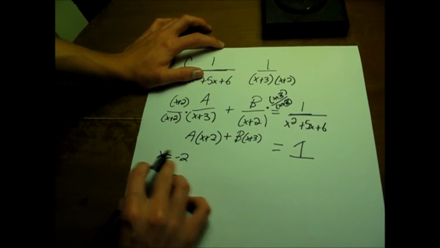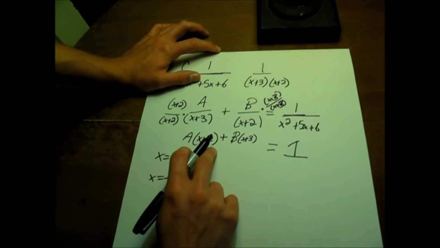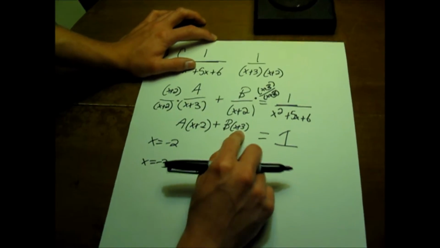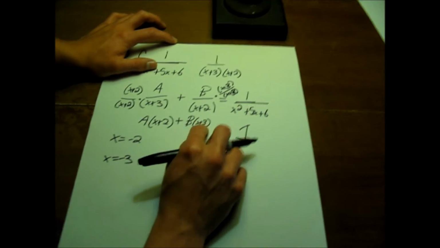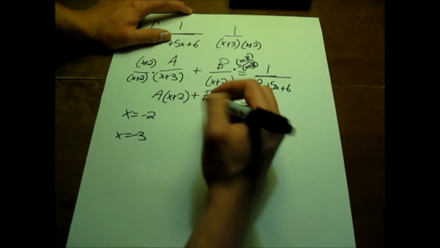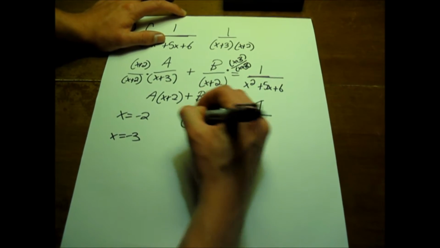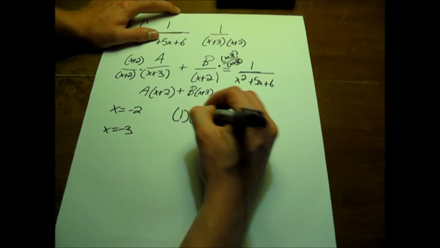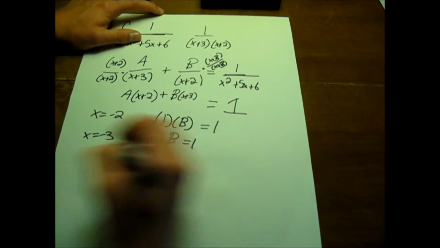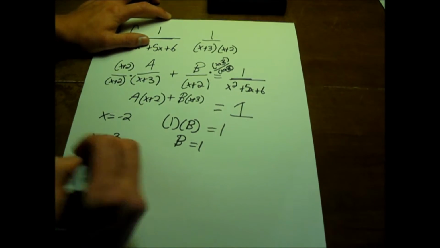So we set x equal to -2 right here. We're going to get 0 times a, and just 1 after we subtract 3 from 3 and 2. We're going to get 1 over here. So we're going to have b is equal to 1. So let's set this over here.